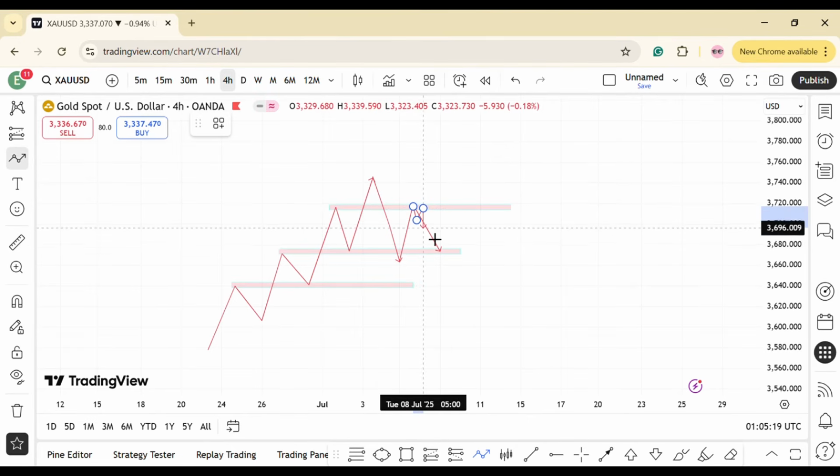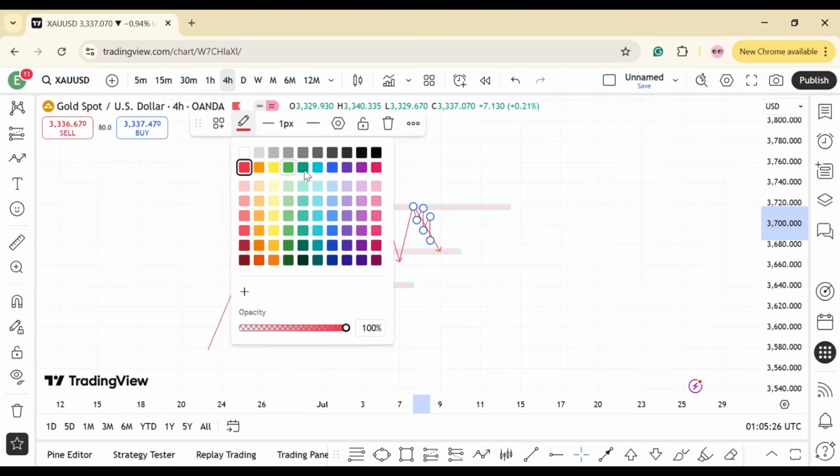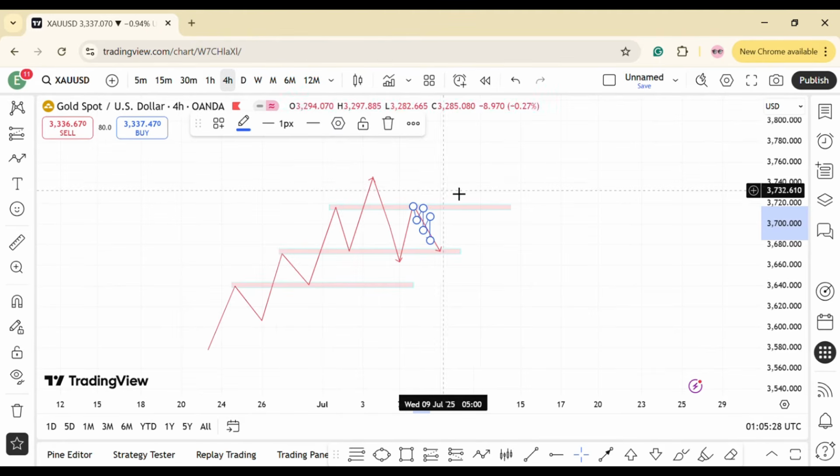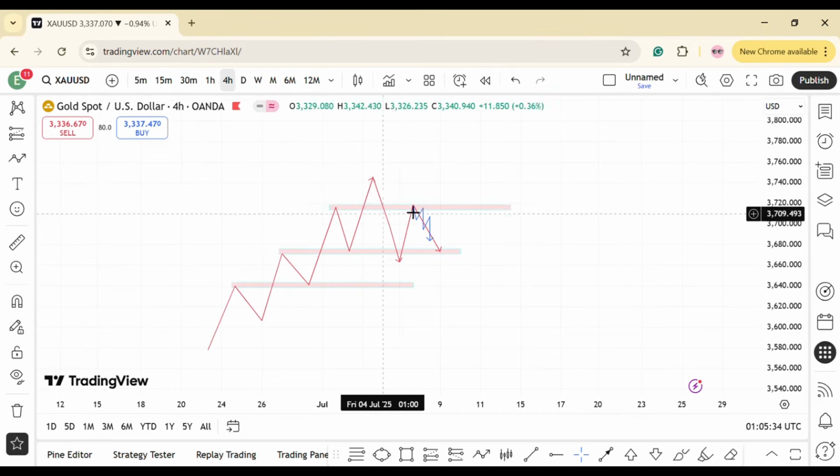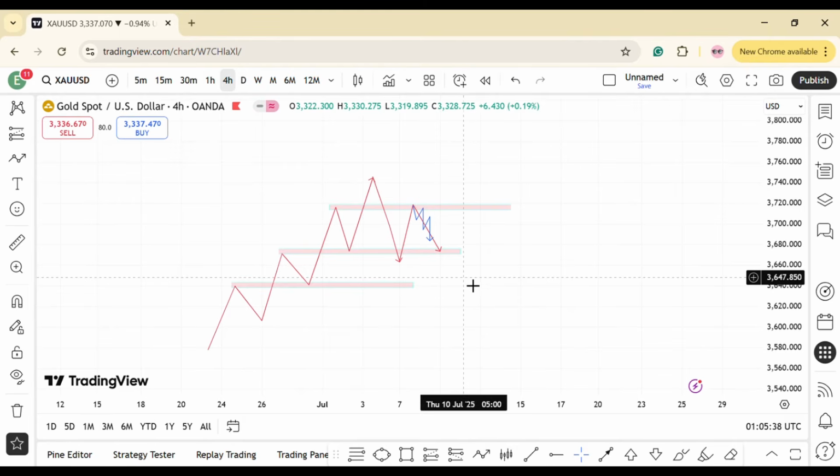Lower lows on the lower time frame. Immediately you see the market create two lower lows on the lower time frame. You can see that, just two lower lows. That's to tell you that, okay, yes, the market is done with this uptrend. It's now pushing to the downside.